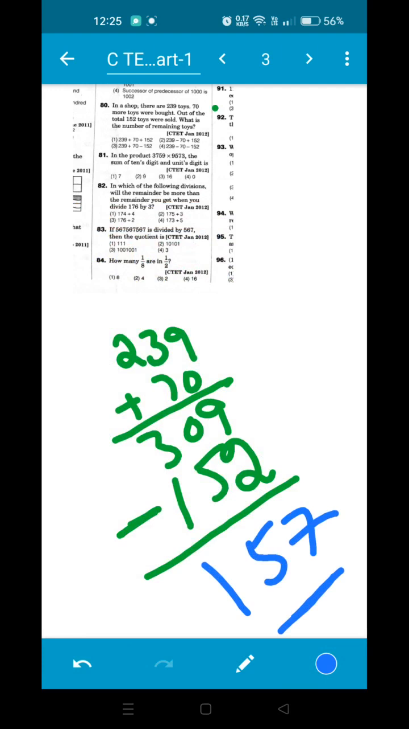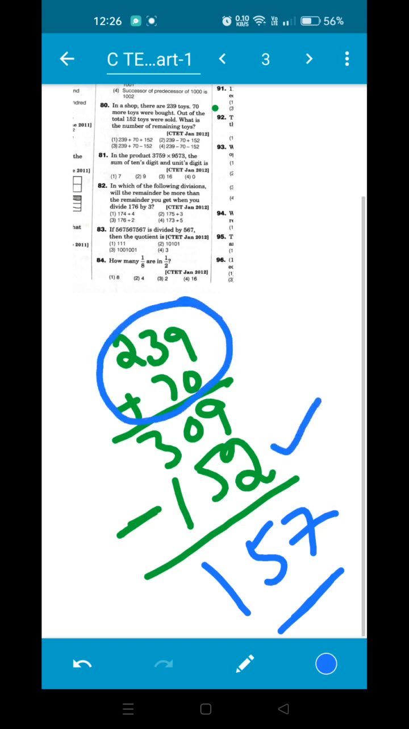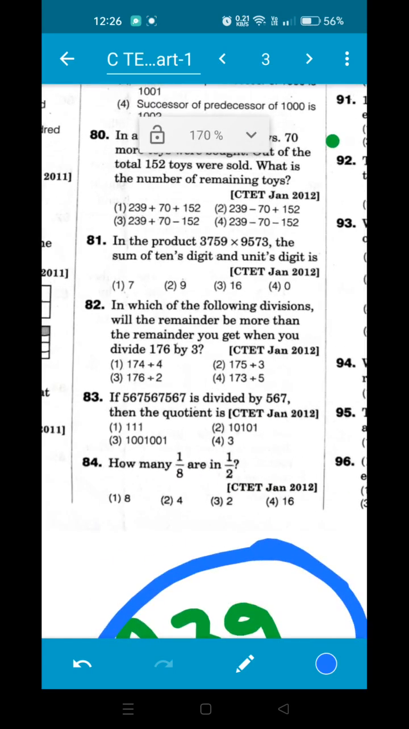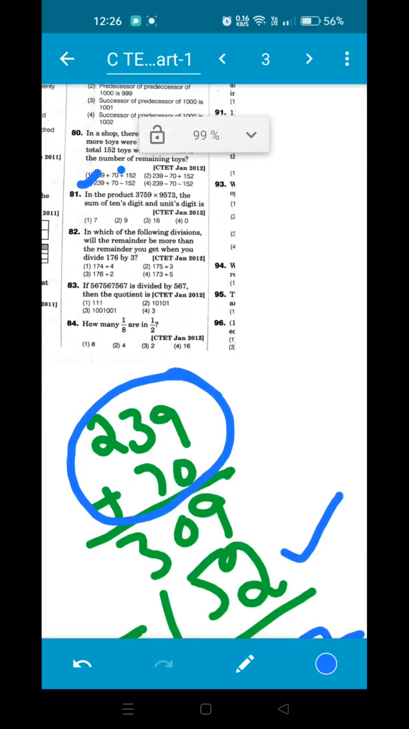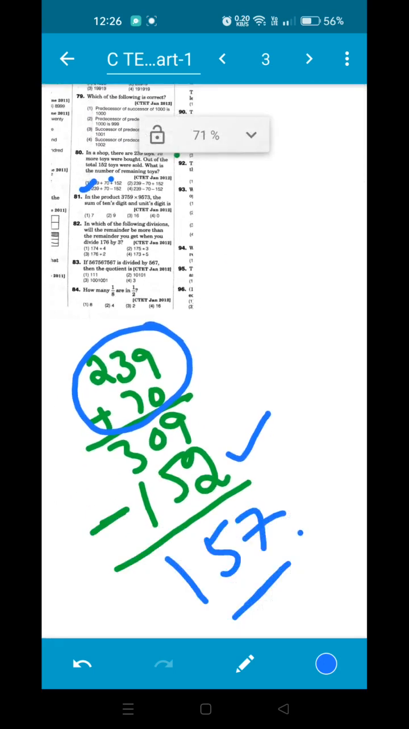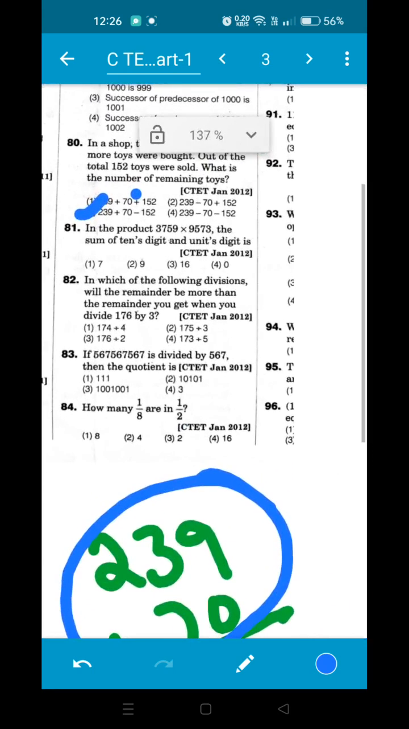But here 157 they did not give directly. So you need to verify where it is. 239 plus 70 minus 152. This is the step, right? What we did: 239 plus 70 minus 152. Option 1 has a plus there, so not that. So option 3 is the right answer: 239 plus 70 minus 152. So you don't need to calculate also, you can stop there.